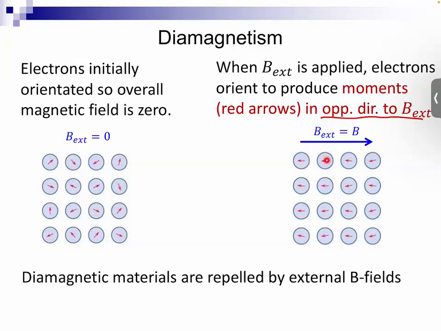You have, therefore, oppositely oriented magnetic fields, which will create magnetic forces that are opposite, and therefore they will repel each other. So these are diamagnetic materials. The key feature is that the aligned orientation of the electron spins is opposite to the direction of the external magnetic field.